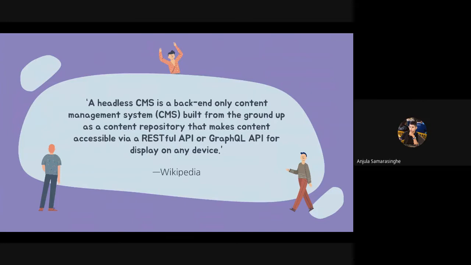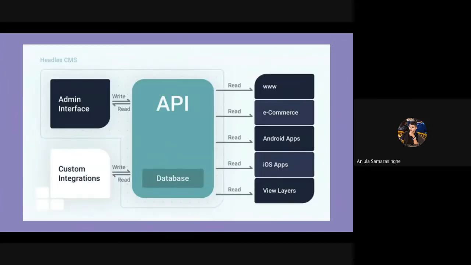So this is how a headless CMS works. There's a database and an admin interface where I can structure the content, add it, and update it. Basically we write and read data, and once we are done with the process, we get an API based on our requirements. You can choose between a RESTful API or a GraphQL API. Then we can read that data, and of course we can also customize it.